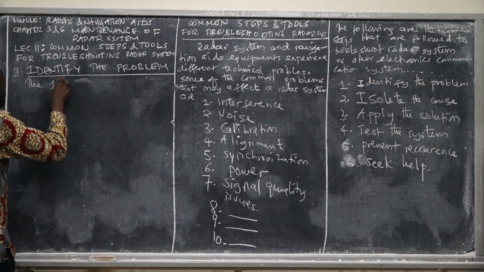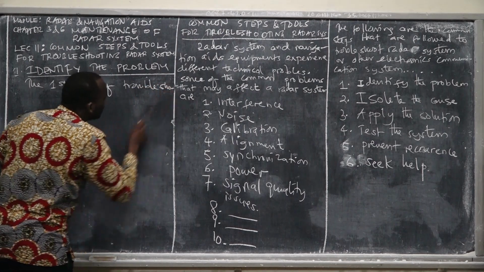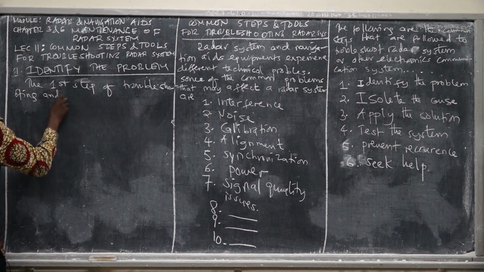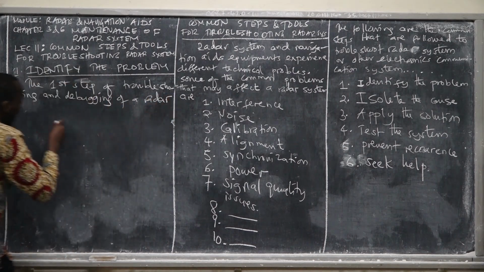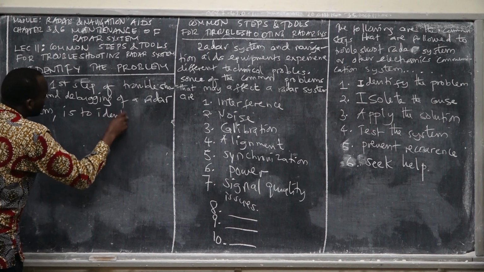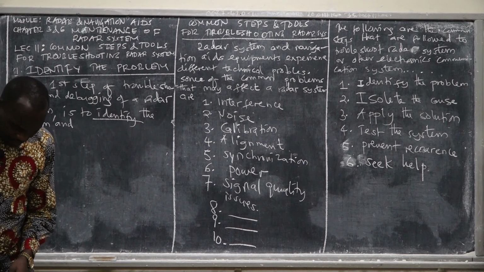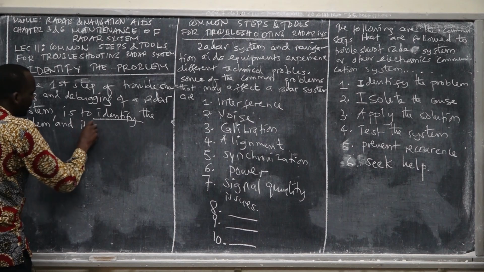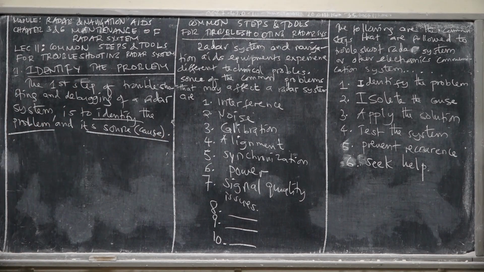So the first step of troubleshooting and debugging of a radar system is to identify the problem, and its source and its cause. What is the source of that problem, or its cause? So this is the first step that you have to bear as technical students or technical engineers.